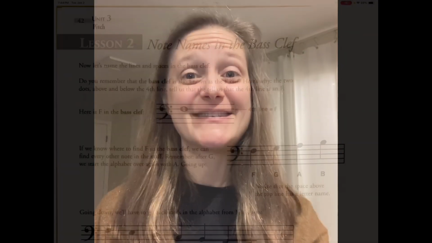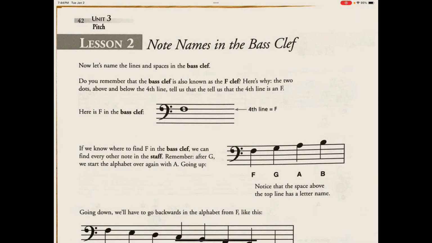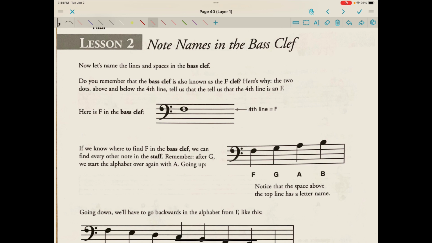Stationary motion is exactly what it sounds like, a note that is repeated, the exact same pitch. So the motion is not going up or down, it's staying static. Returning to J. Albrecht's Ready to Read Music, we're now on Unit 3, which is the pitch unit, Lesson 2, Note Names in the Bass Clef. We'll begin just by reading together.